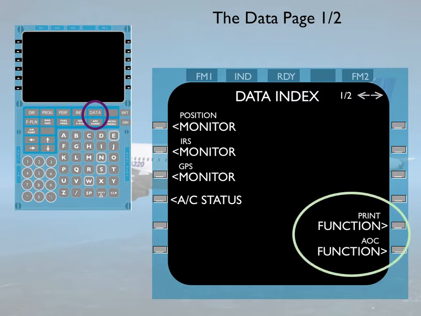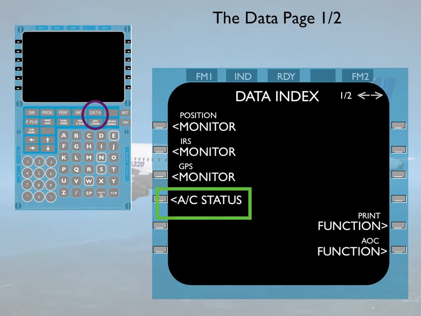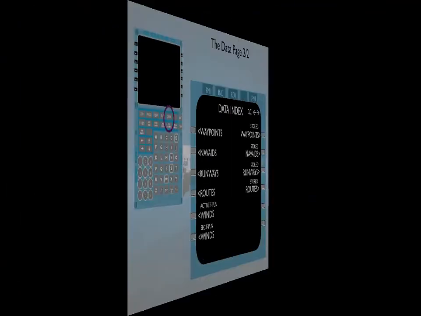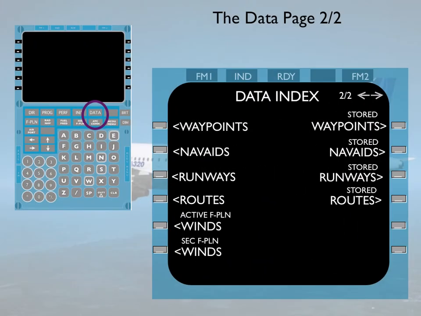Additionally, there are some print function keys. We shall not worry about these now. I want to bring to your attention the important selection at this stage. The aircraft status key. As indicated, you can move to the next page. This is the second page of the 2 pages.